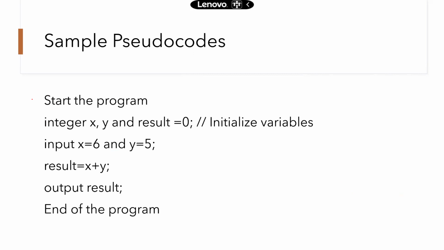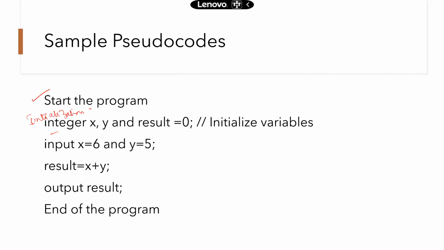So this is from where we start the program. Take an input of integers x, y, and result. You can write down an input or take input, right? Which we have written over here: input, where x is equal to 6 and y is equal to 5. Over here, we have initialized. So if you want to write initialized over here, simply write an initialization.